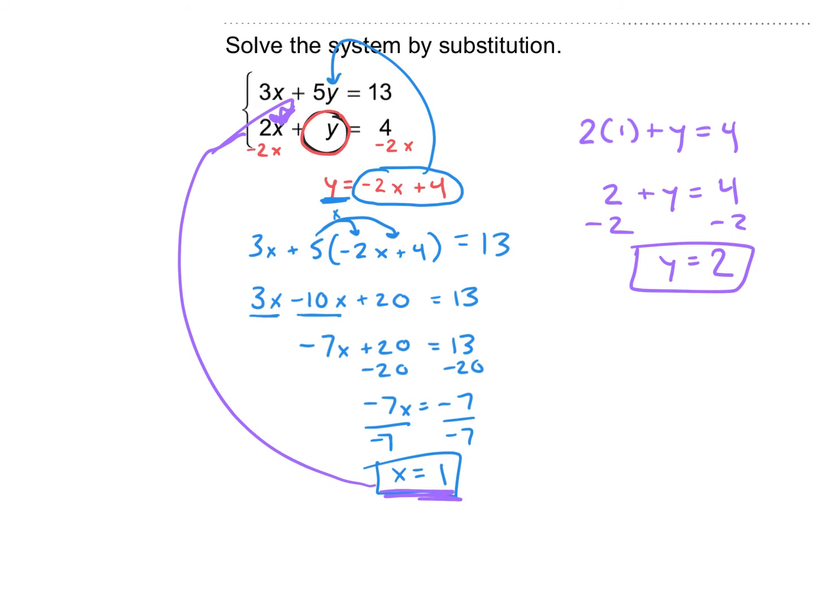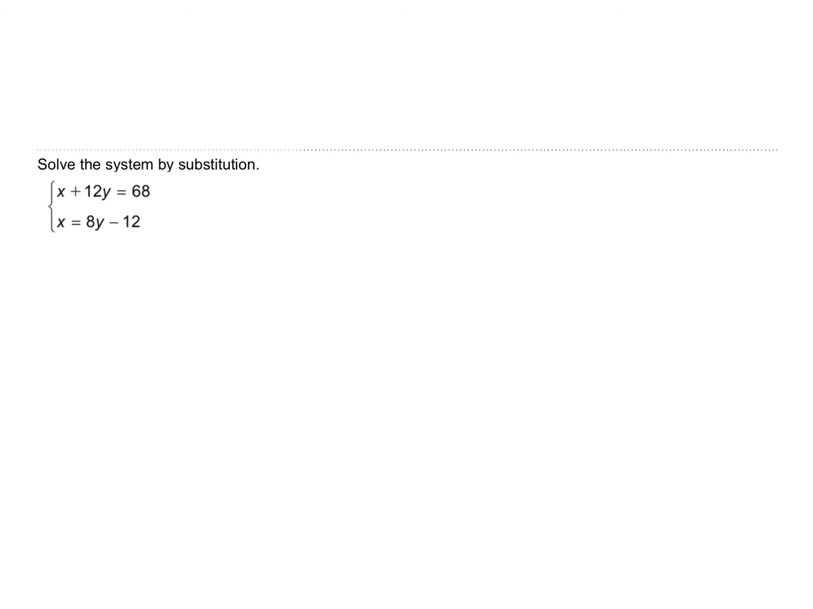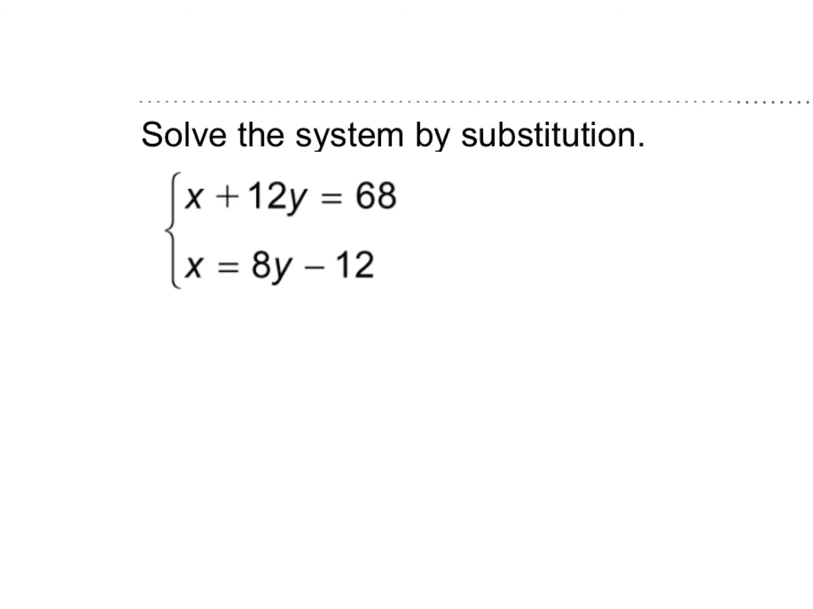So those are my two answers, and I write it just like how I wrote it in the last one where we were graphing, as a point. So x always comes first, so it would be (1, 2). That's your answer. So the x comes first and then the y. (1, 2).